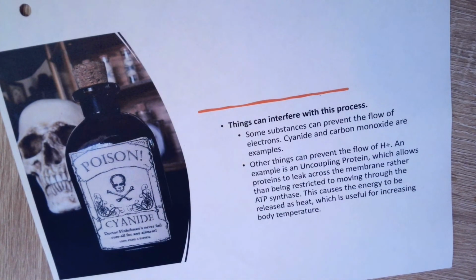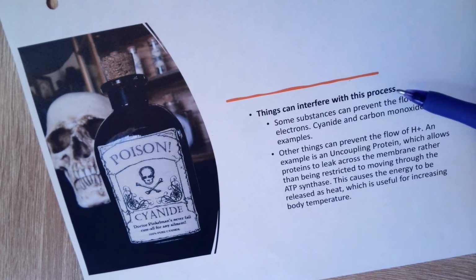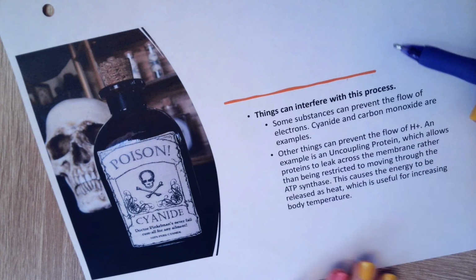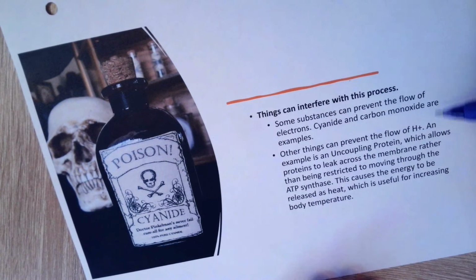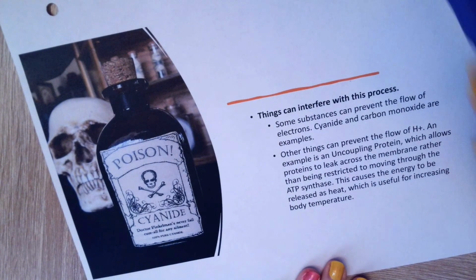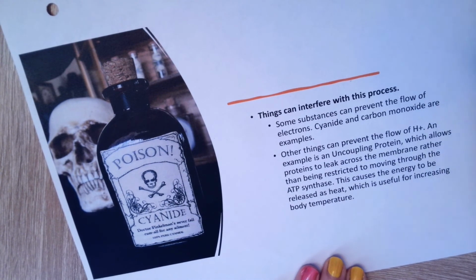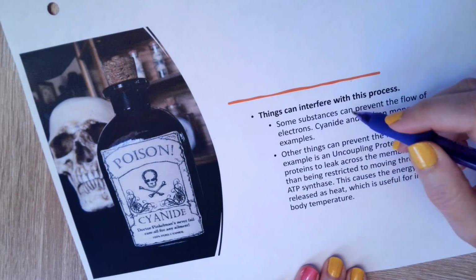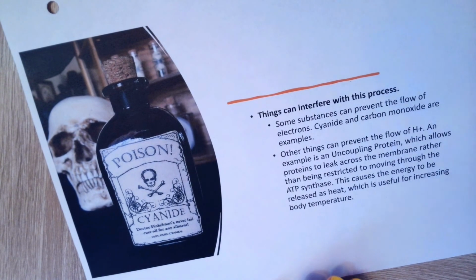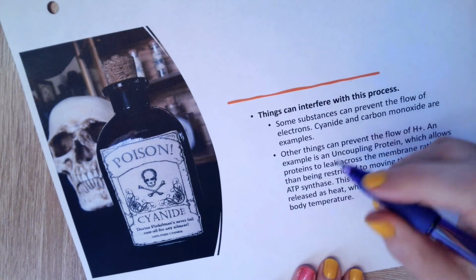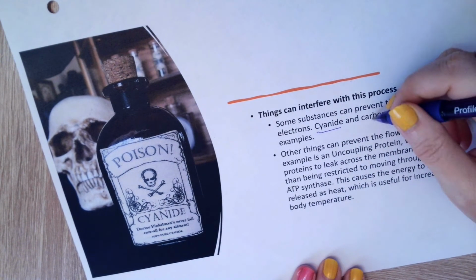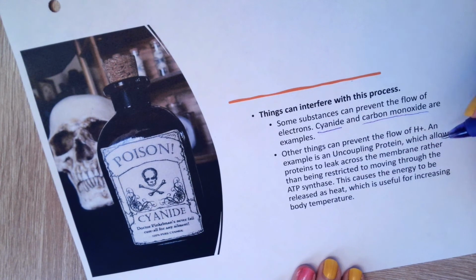Okay, now our last slide for this video is poison. So this is talking about things that prevent redox reactions from happening, or things that stop the hydrogen from being able to go through the ATP synthase. So things that can block the redox reactions or keep the electrons from bouncing from one place to the other are poisons like cyanide and carbon monoxide.